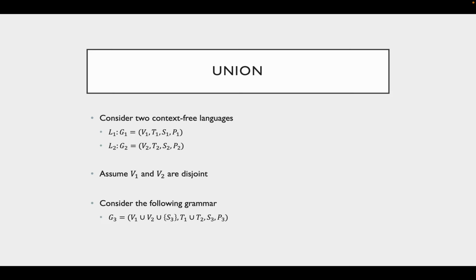We're going to consider the following grammar, G3, and I'm going to show that G3 is actually the union of G1 and G2, and therefore the language described by G3 is the union of language 1 and language 2, and they're all context-free. So G3 has the set of non-terminal symbols V1 union V2 union some new symbol S3. So it includes all of the non-terminal symbols from grammar 1, all the non-terminal symbols from grammar 2, as well as a new symbol, S3. The terminal symbols are the combination of terminal symbols from G1 and G2, so it's T1 union T2. We have a new starting symbol, S3, and we have a new set of productions, P3.